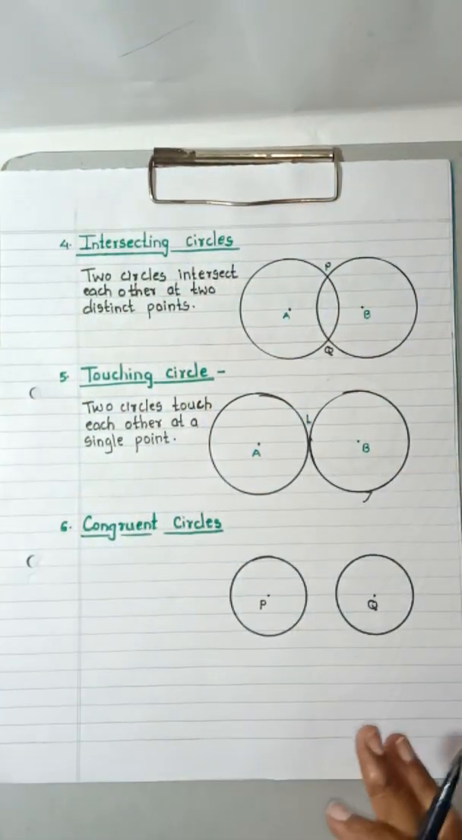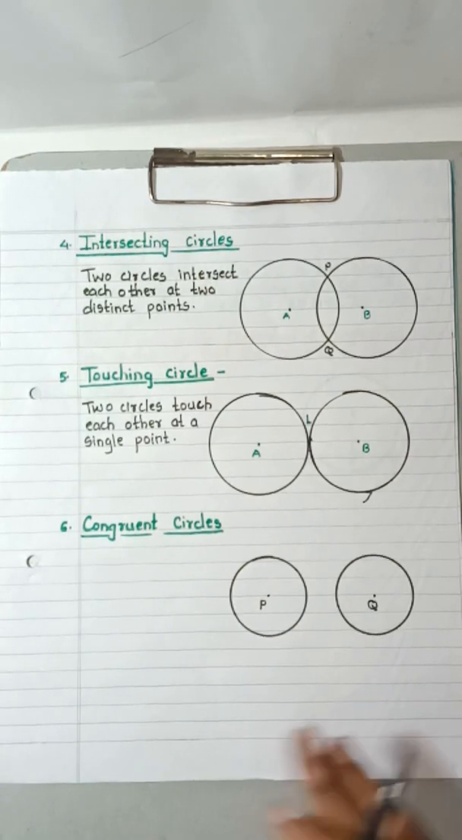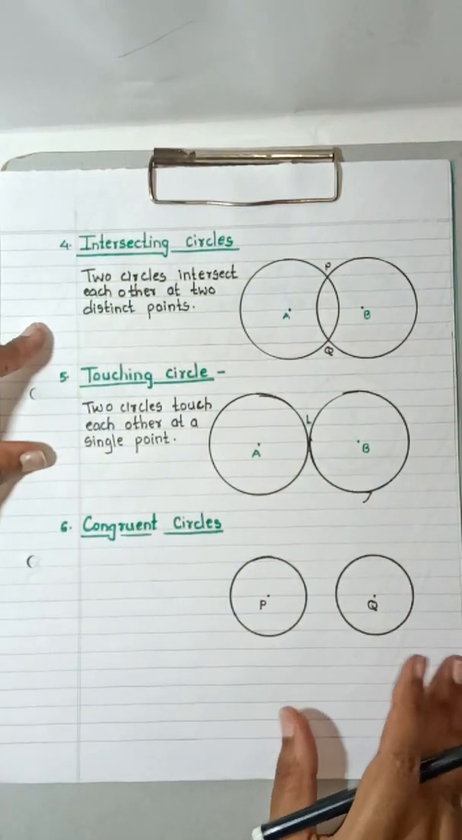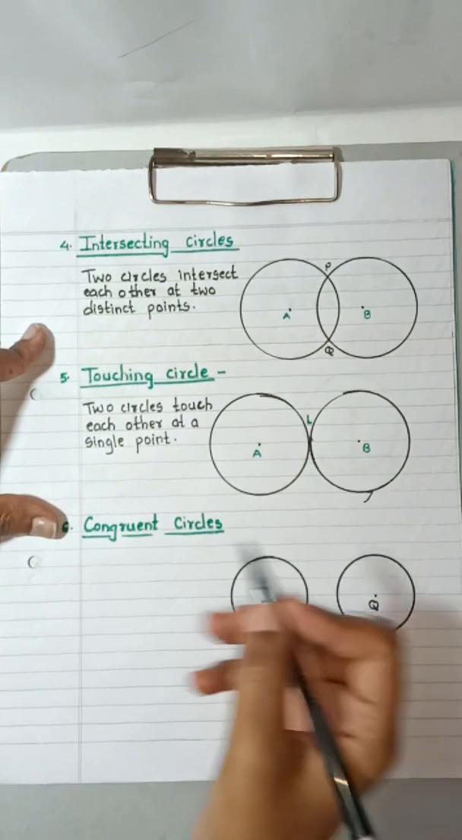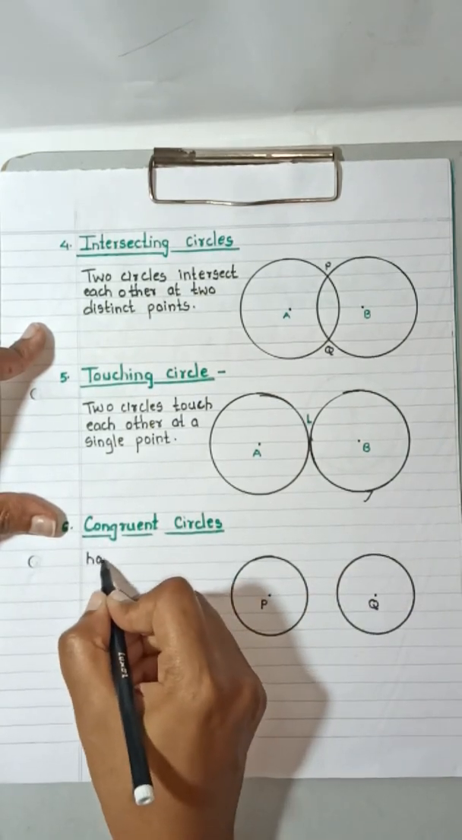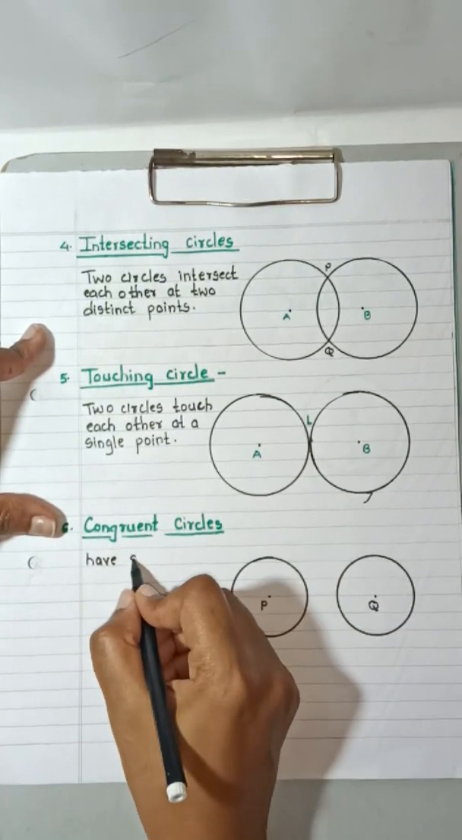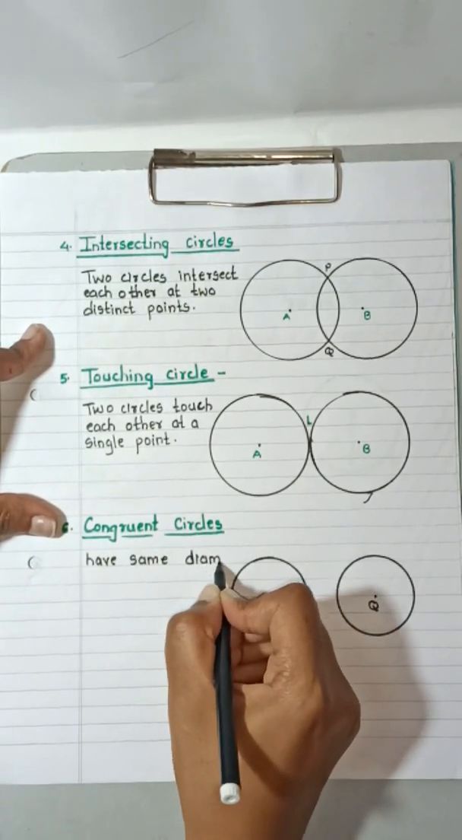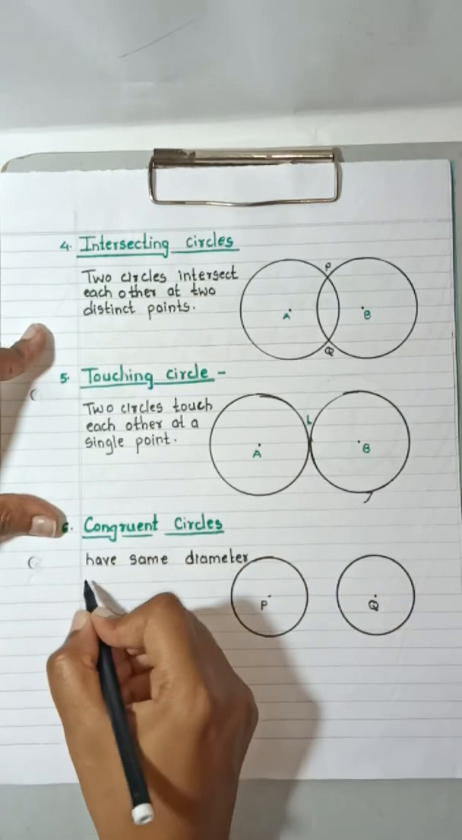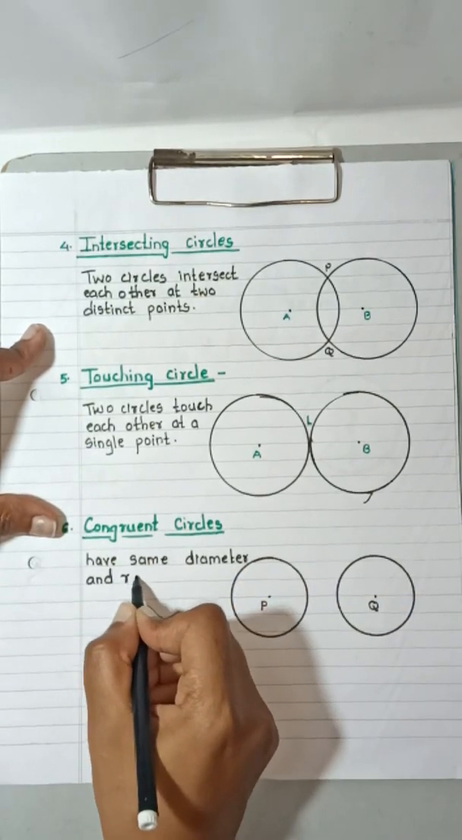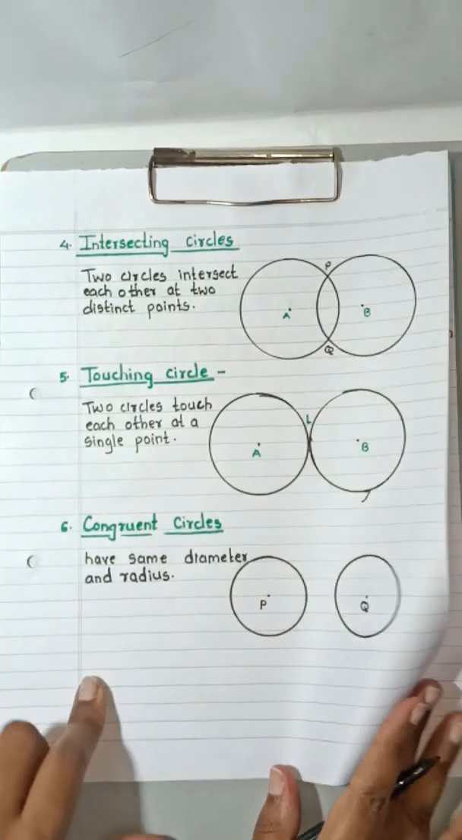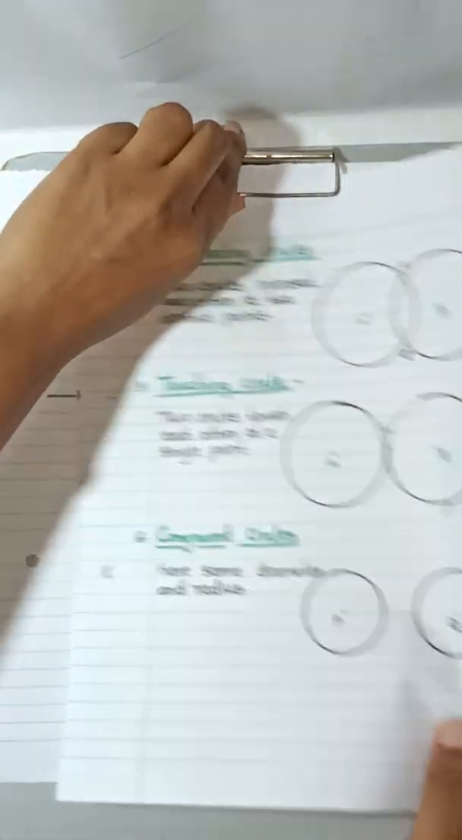Now children, let us move on. Before that I'll write down here: congruent circles have the same diameter and radius. Okay. Now let us move on towards the activity which is given in your textbook.